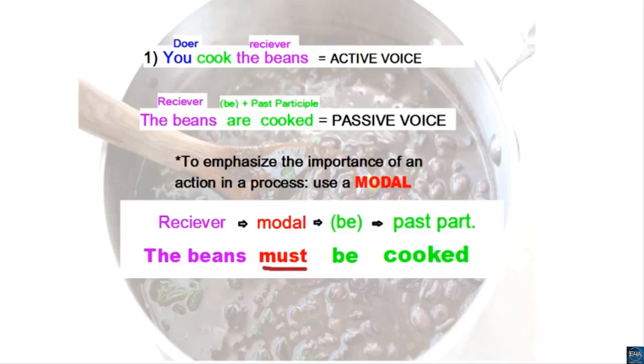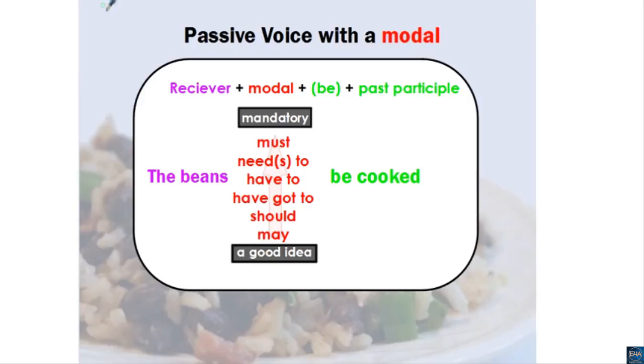It's mandatory. Okay? So let's look at some other modals that function the same way to emphasize the passive voice. For example, I have these mandatory verbs: must, need or needs to, have to, and have got to. Those are all very mandatory, like an obligation, like you do not have a choice, right? But I also have should and may, and those are more like a good idea. So we have different options to express ourselves and what we want to emphasize and the way we want to emphasize it. But remember, the passive voice uses the receiver first, then the modal, then be and the past participle.